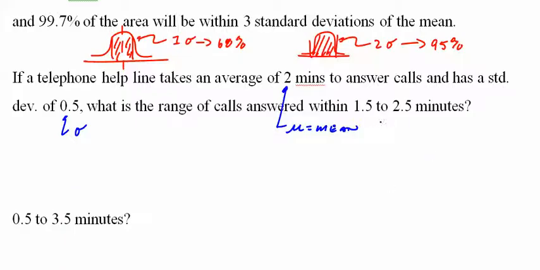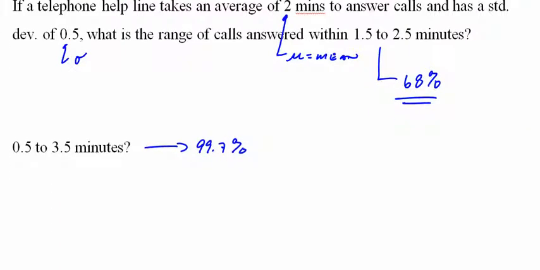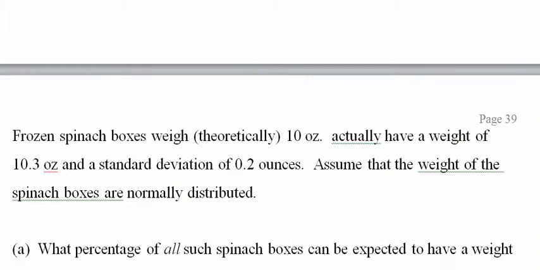Well, that's 1 sigma out, so we're looking at 68%. 0.5 to 3.5 minutes, that's, let's see, 0.5 is 1.5 sigma, and 3.5 is 1.5 sigma, so that's 3 total. So that would be 99.7%. Right, 3 left and 3 right. So almost all the calls. If you didn't get answered, you probably got a problem.